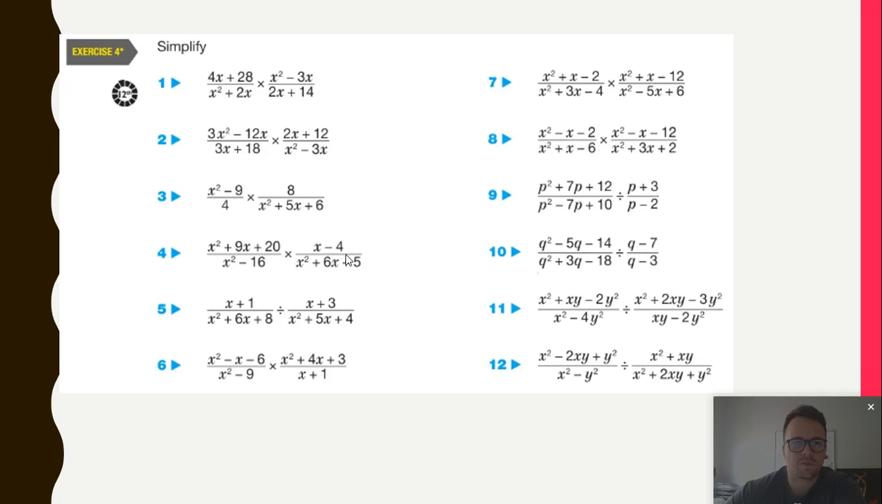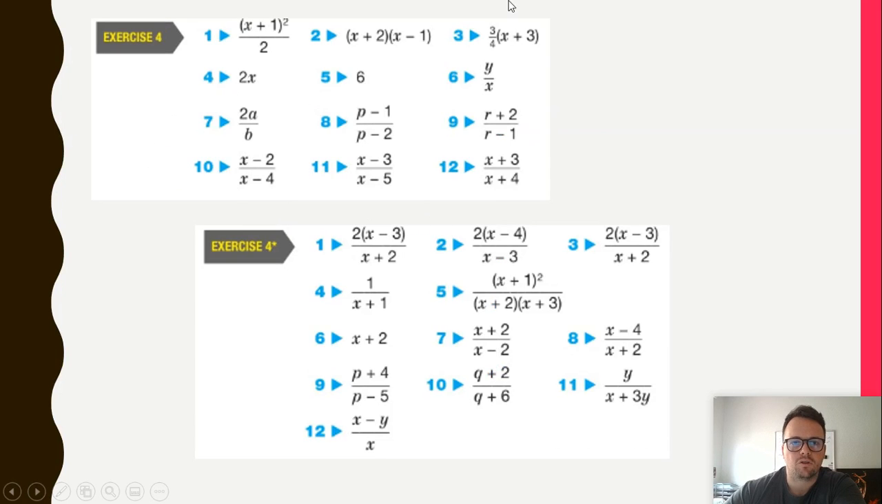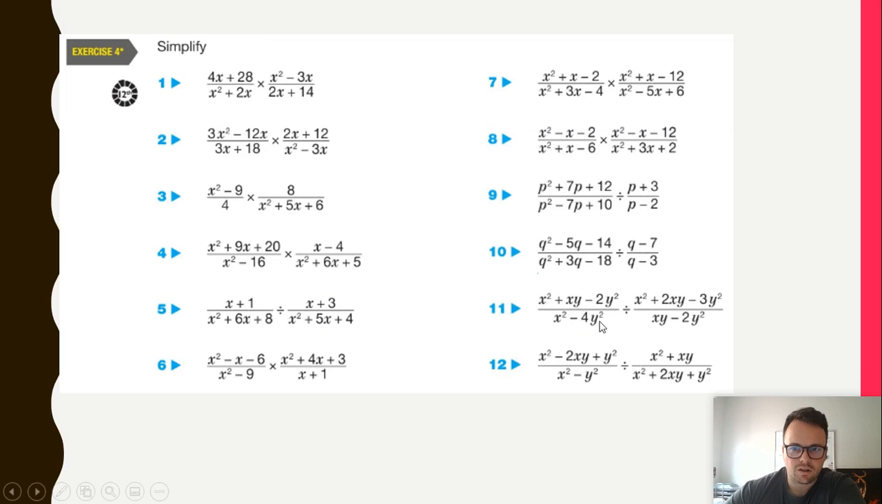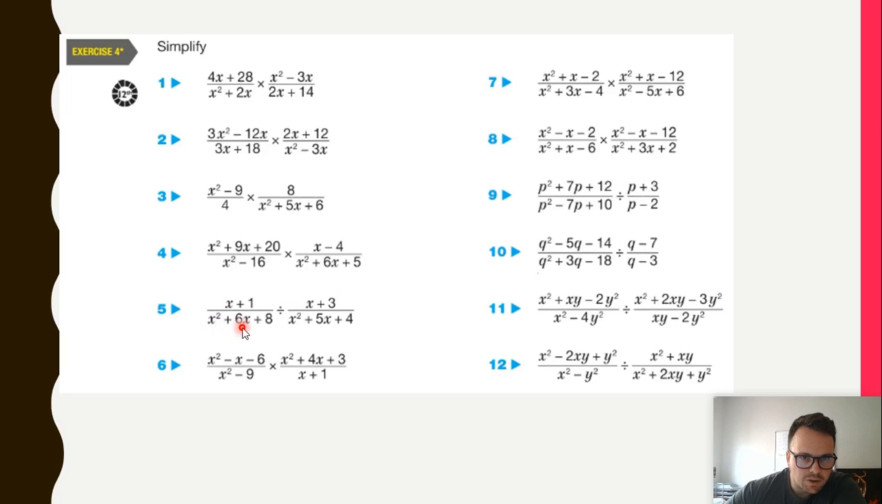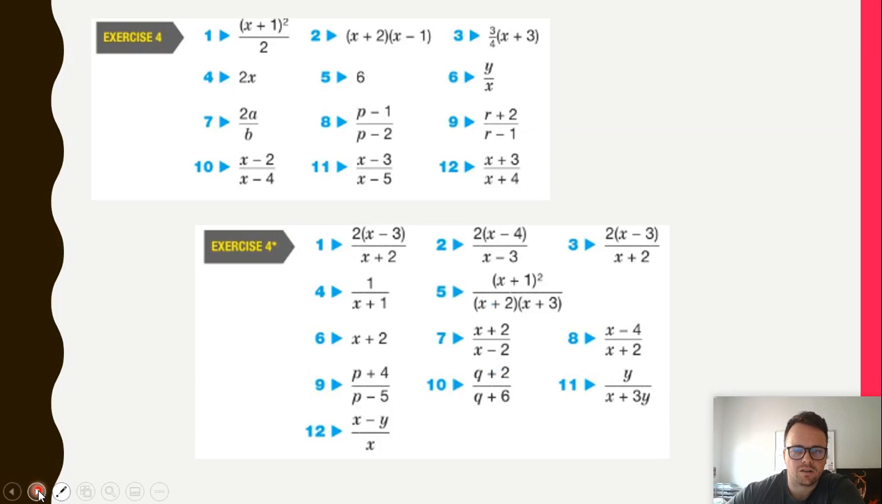And here are the answers for the first set of exercises and the second one. Yeah, the second one, you just have to be careful. I'm going to use the laser now. Yeah, these are quadratics here. It's just a good practice. These are a bit more challenging. It's only maybe more letters. But yeah, give it a go, and then check your answers. And I hope it goes well.